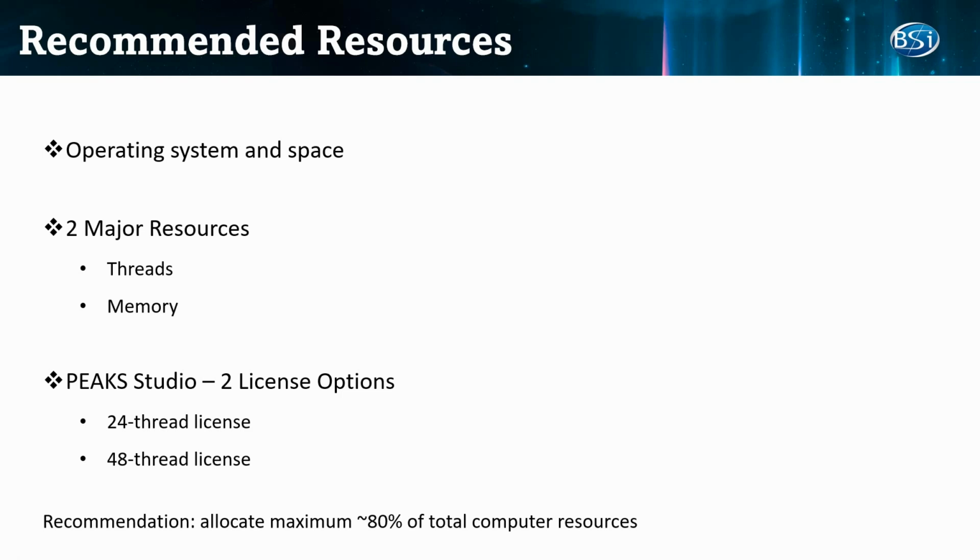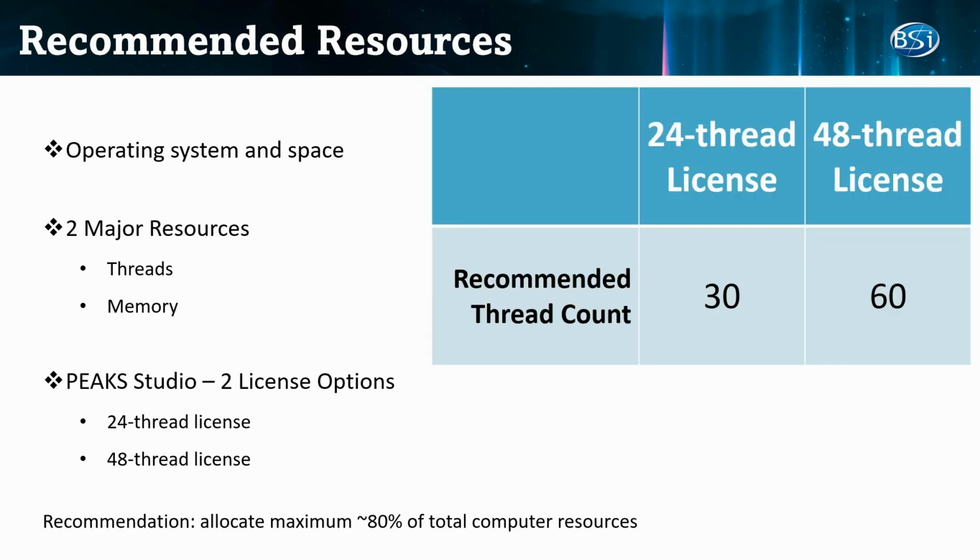For a computer that will only be used to run Peaks, here are our recommended thread counts to get the most out of your license. For a 24-thread license, we recommend a minimum of 30 threads. For a 48-thread license, we recommend a minimum of 60 threads.